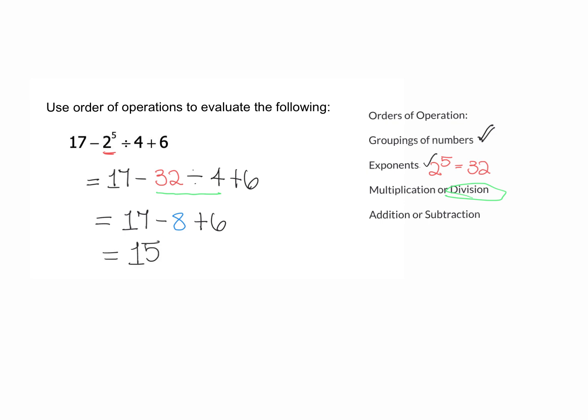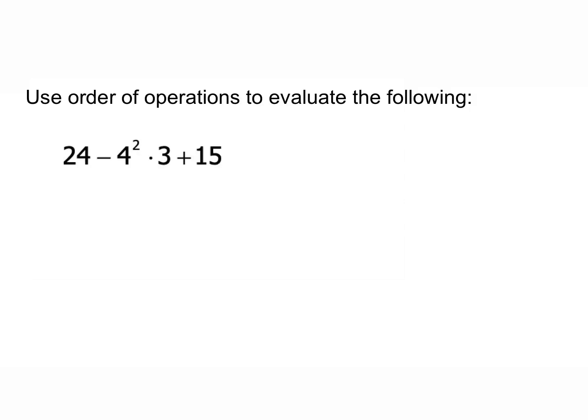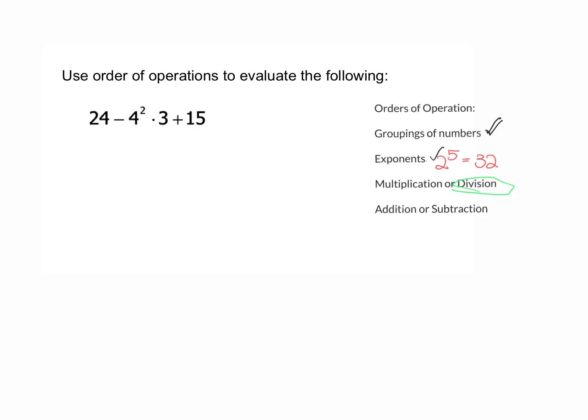And that's it. All right, so here we're going to use order of operations to evaluate this. So again, we don't have any groups of numbers. We have no parentheses or anything that looks similar to it. We do have an exponent. We have our 4 to the 2nd power, which is 16. So we're going to rewrite this with the 16 replacing 4 to the 2nd power. I just highlighted it too.